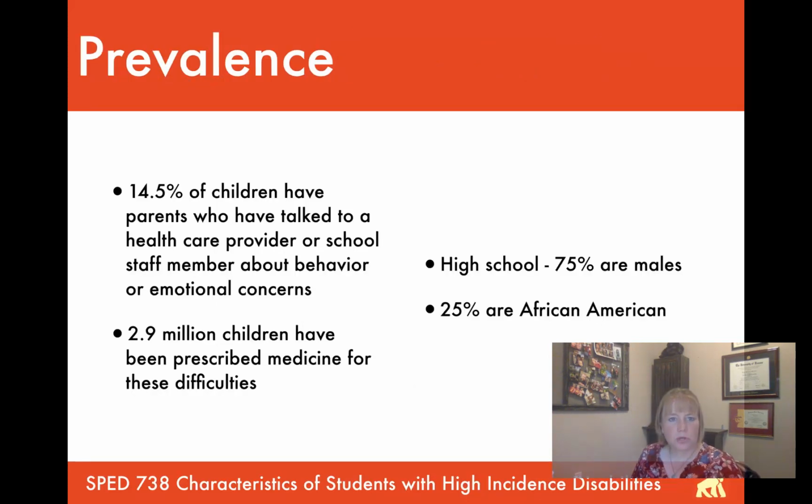When we look at prevalence, 14.5% of children today, their parents have talked to a healthcare provider or a school personnel about their behavior or emotional concerns. It's a pretty high number when you think about it. 2.9 million, almost 3 million of these kids have been prescribed medicine for these difficulties. Interesting thing, in high school, 75% of students identified with EBD are males. African Americans are at a rate of 25%, which is much higher. We talked about that disproportionality earlier in the semester. This is definitely a category where we see high disproportionality, especially in African Americans.